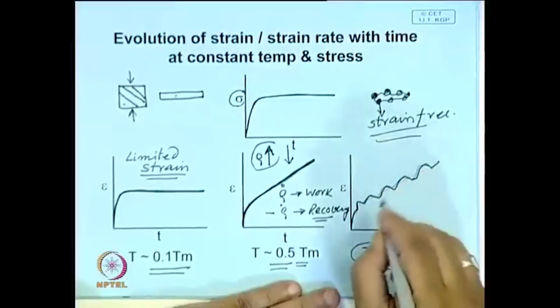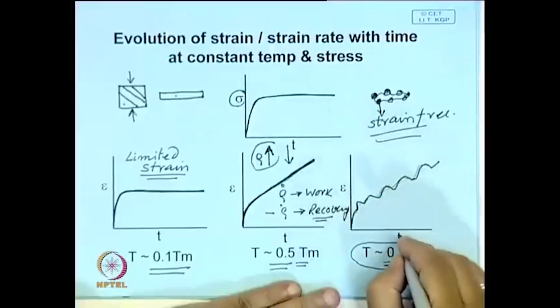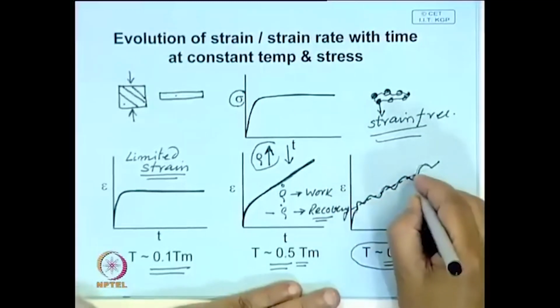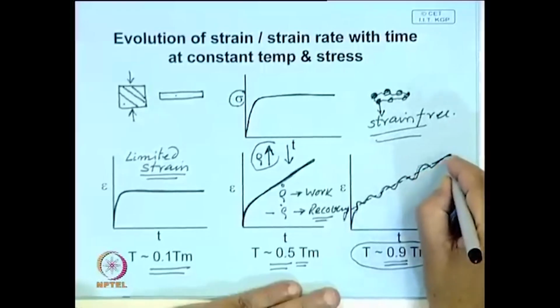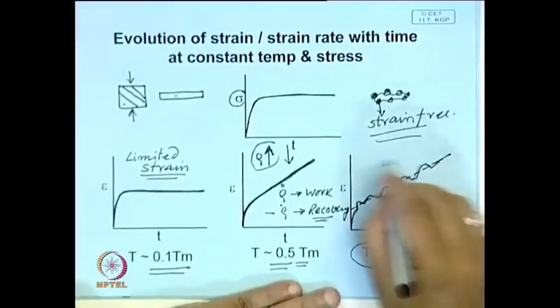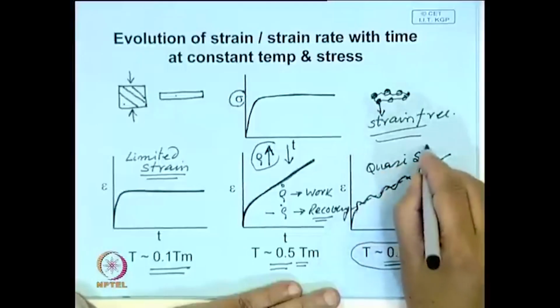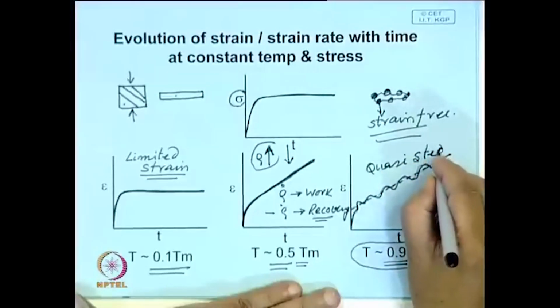On the whole you may find an oscillating strain evolution with time, and you can say this is a pseudo steady state. This average line, you can say, is a quasi steady state situation.